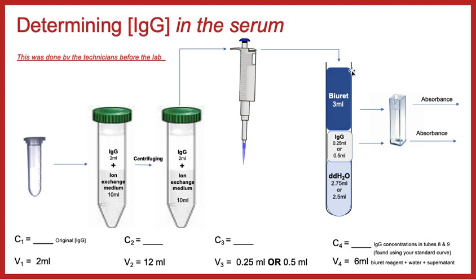Remember, you made your standard curve using BSA as well as biuret reagent and double distilled water. So you're controlling for the same things and you're creating a curve with these reagents. So from your curve, you can tell how concentrated this test tube here is. So you find that C4 in this case. And then you work backwards.